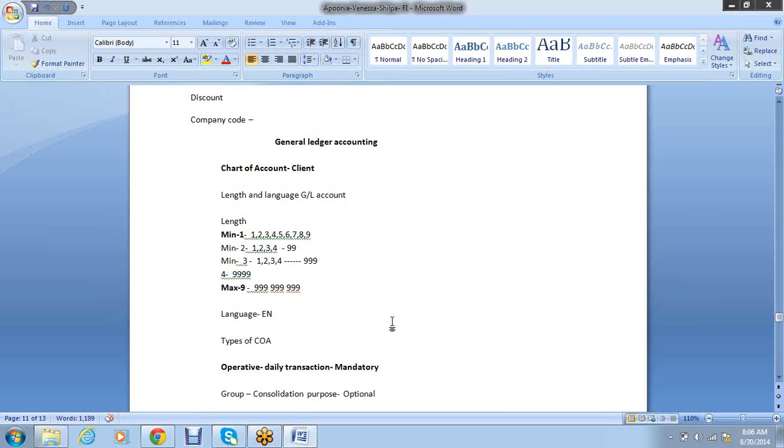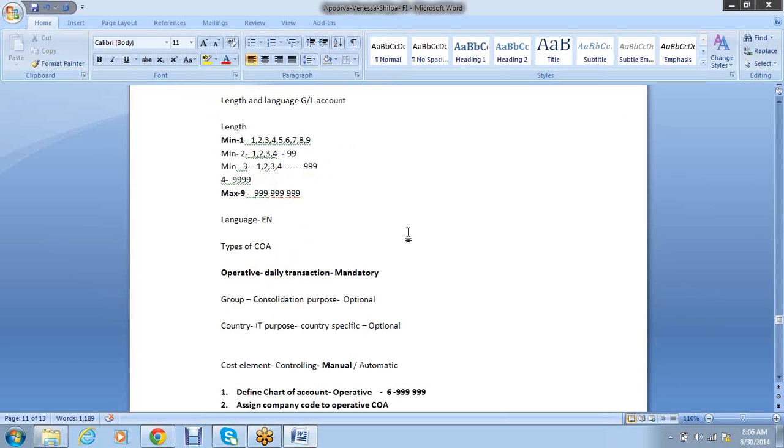Okay. So the length minimum is 1, maximum is 9. So I can create 9-character GL accounts via the chart of accounts in my company. Language will be English. We have different languages also. Some companies use a different language, whichever is comfortable to their particular users.